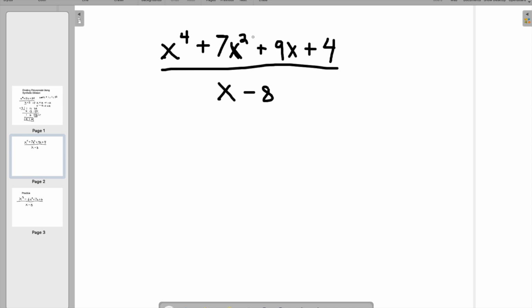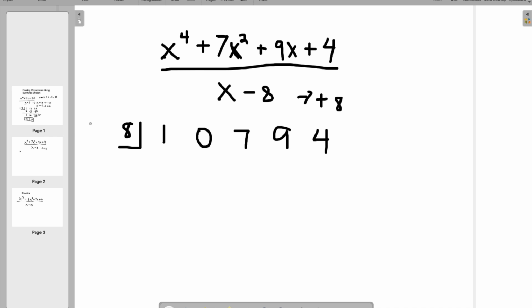And our next problem, as you can see, the denominator is x minus 8. So on the left side of the L, we're going to write plus 8. So I'm going to write my 8 here, then my L. And then if you look at the coefficients, there's 1, but there's no x to the power 3, so we're just going to write 0 as a placeholder. And then we're going to write 7, then 9, and then 4.